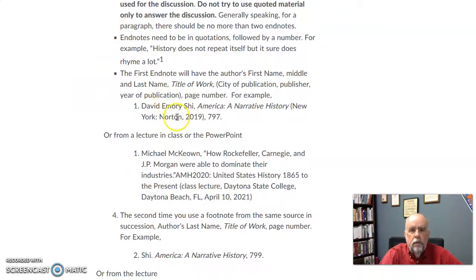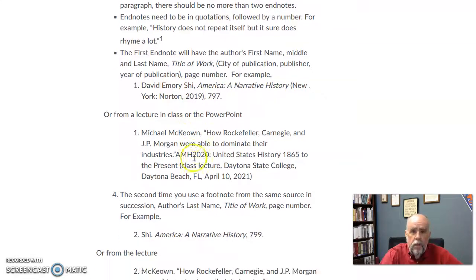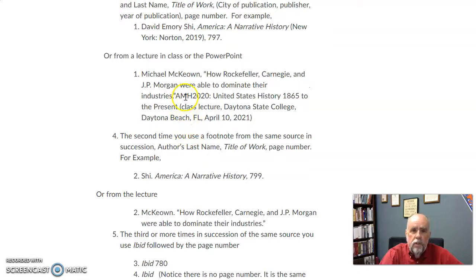Here you see examples of using the textbook from David Emmons, Native American History: the city, the publisher, the year, and then the page number. See the number 1? Or if you want to use my video lectures, here you see an example of it. It's the name of the lecture, and also the name of the class. Here it's AMH 2020, yours would be AMH 2010. And the date that you watched the lecture.